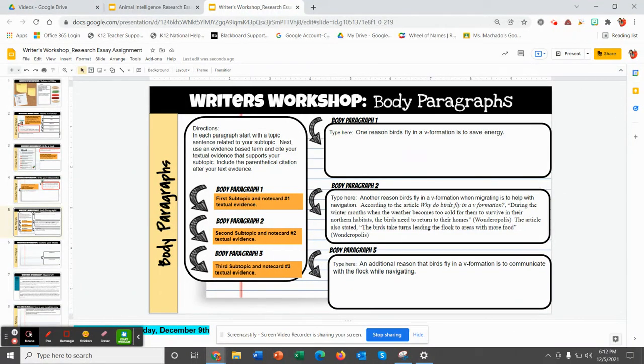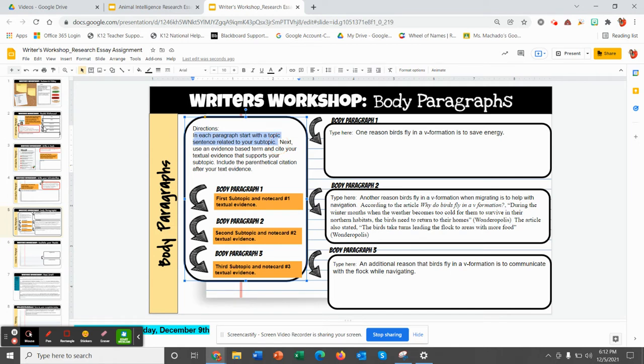Hello students, today in Writer's Workshop we're going to work on writing our body paragraphs. Now you will need your animal intelligence research note cards, all three, in order to write your body paragraphs. The first step to writing a body paragraph is to start with a topic sentence related to our subtopics.